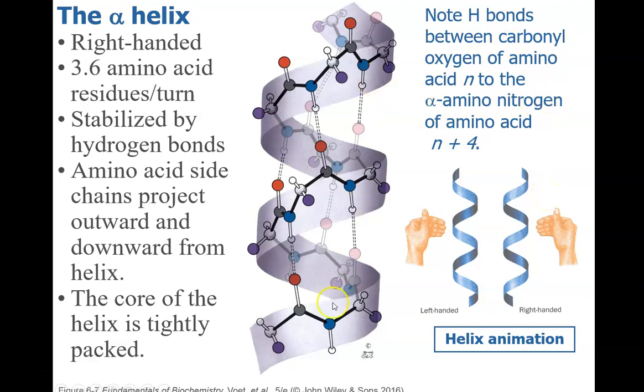What holds this alpha helix together is that there will be hydrogen bonds between the carbonyl oxygen of amino acid N and the alpha amino nitrogen of amino acid N+4, and I have a video that shows this pretty well. This ribbon right here just shows the polypeptide chain, or the main chain. There are no R groups shown in this diagram. Also, because we're showing the ribbon and the ball and stick rather than the space-filling model, it makes it look like there's lots of empty space in the alpha helix, and there isn't. The core of the alpha helix is very tightly packed. So let us look at the helix animation.